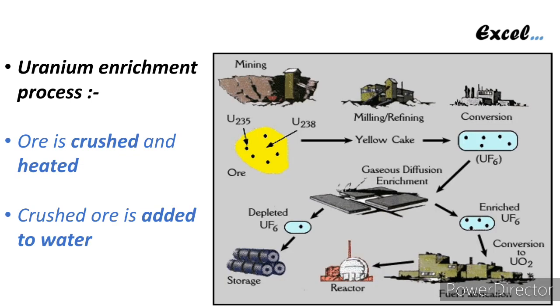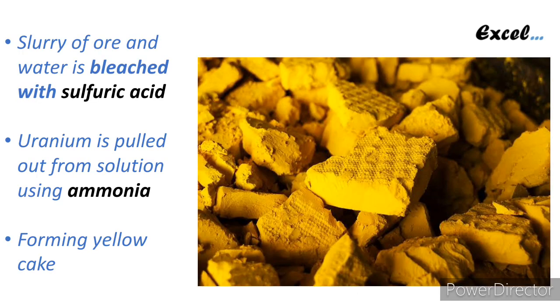So now let us quickly understand the uranium enrichment process. This is what the uranium ore looks like, consisting of 99.3% uranium-238 and 0.7% uranium-235, which is mined. The ore is crushed and heated to dry out the carbon content in it. This crushed ore is added to water. The slurry of ore and water is bleached with sulfuric acid. This process causes the uranium atom to bond with sulfur and oxygen, forming uranium oxide, which is a liquid.